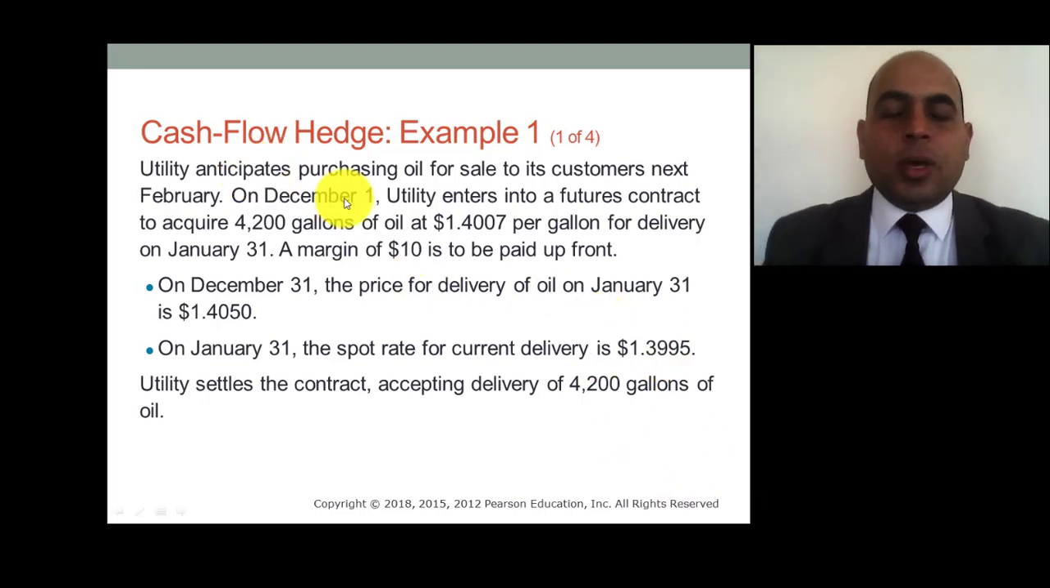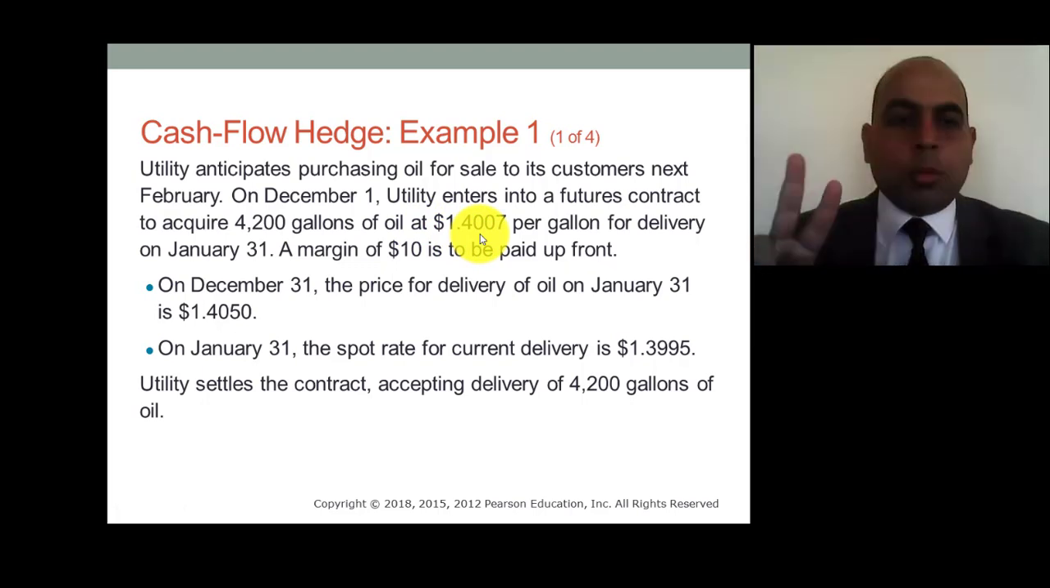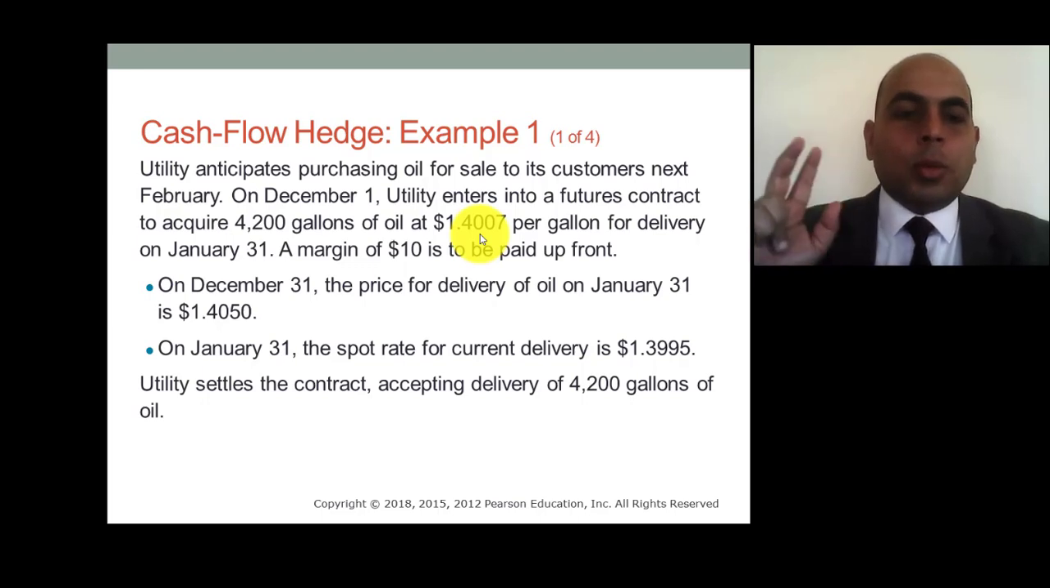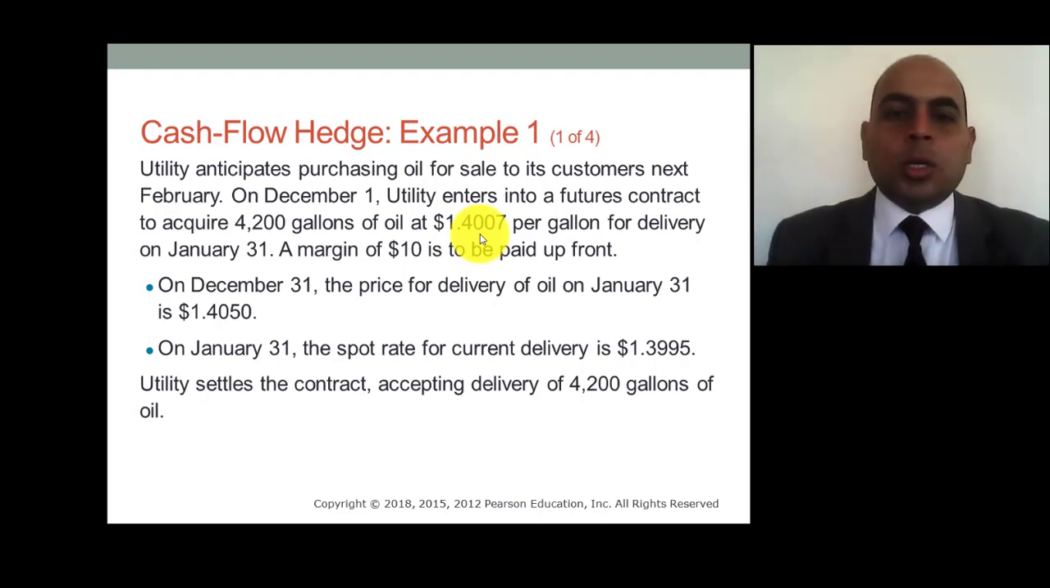Here on December 1st, utility, our company, enters into a future contract to acquire 4,200 gallons of oil at 1.4007 per gallon for delivery on January 31. We are talking about 2 months, December, and it will be delivered on January 31. A margin of $10 is to be paid up front. We paid in advance to enter into this contract $10 as a future contract, so we will record it as asset.